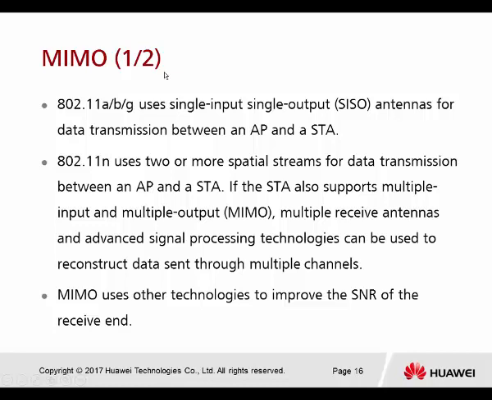Then the next one, MIMO. The previous versions, A, B, and G, only used single input, single output antennas for the data transmission between the AP and the STA. 802.11n uses two or more spatial streams for the data transmission between an AP and STA. If the STA also supports multiple input and multiple output, MIMO, multiple receive antennas and one signal processing technology can be used to reconstruct data sent through the multiple channels. So MIMO uses this technology to improve the SNR at the receive end.